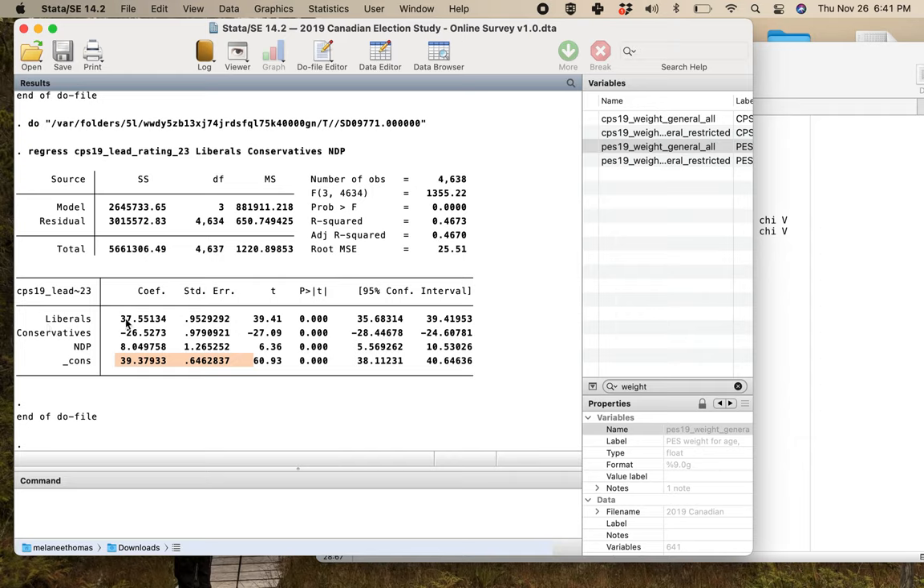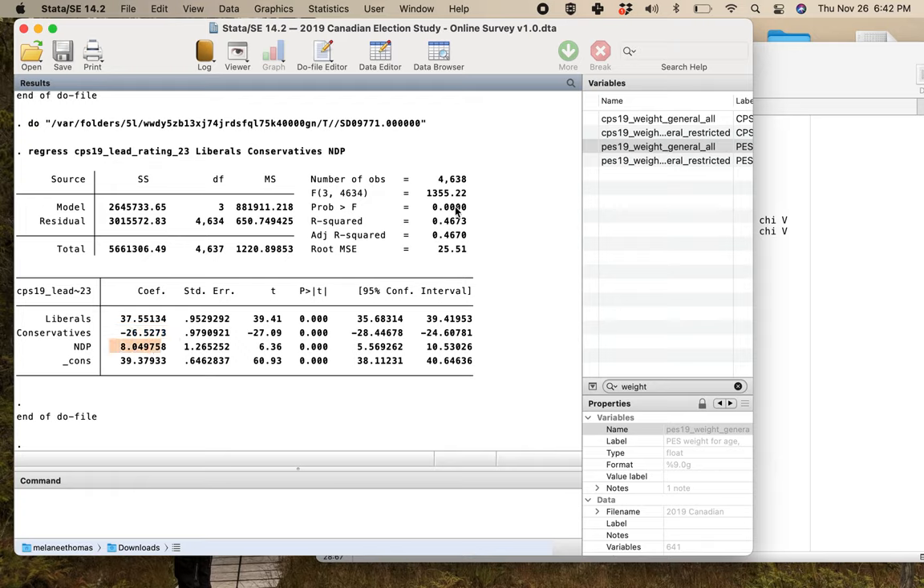This is how we would interpret it. Being a Liberal moves you 37 points on that 0 to 100 scale, and it moves you up, positive. So if you're a Liberal, your evaluation of Trudeau is super high compared to other folks. If you're a Conservative, your evaluation of Trudeau is super low. Being a Conservative, compared to people who don't identify with any of those parties or identify with a minor party, means they're rating Trudeau almost 27 points lower. And then you've got the NDP, and it's an 8-point effect there.